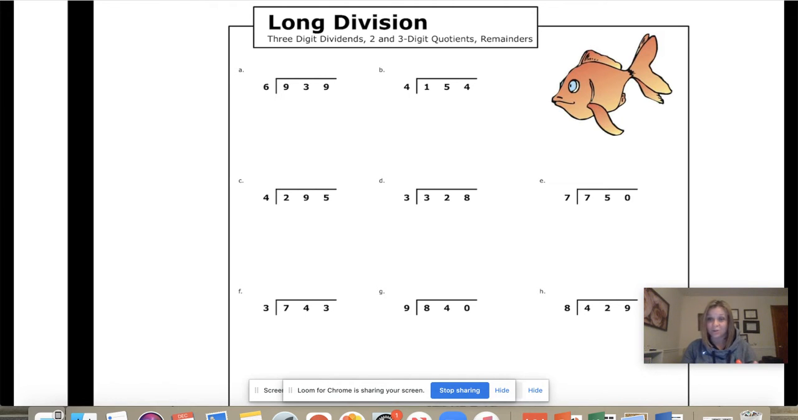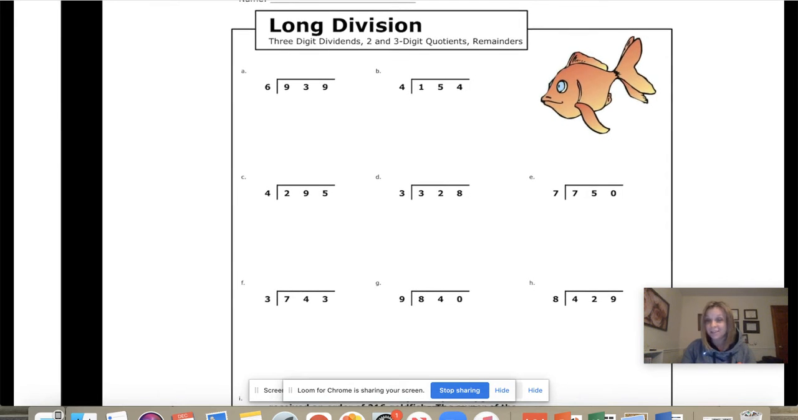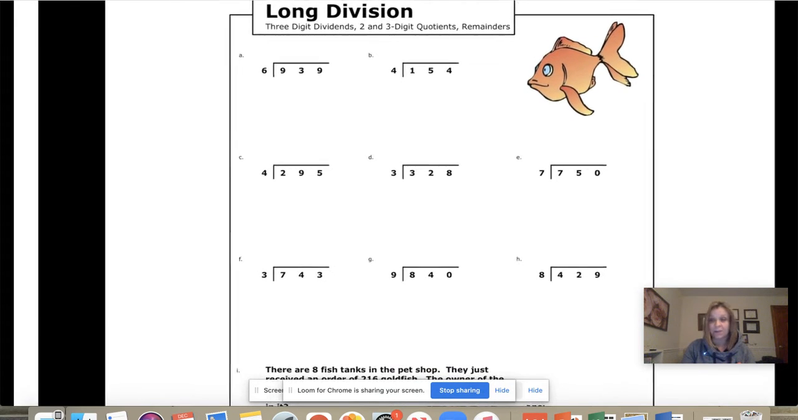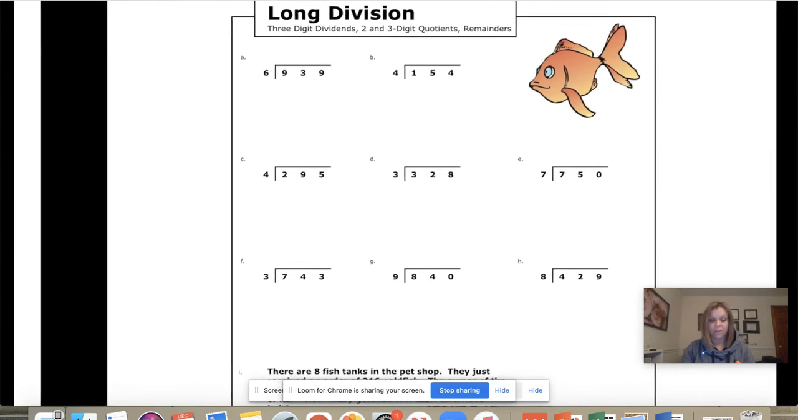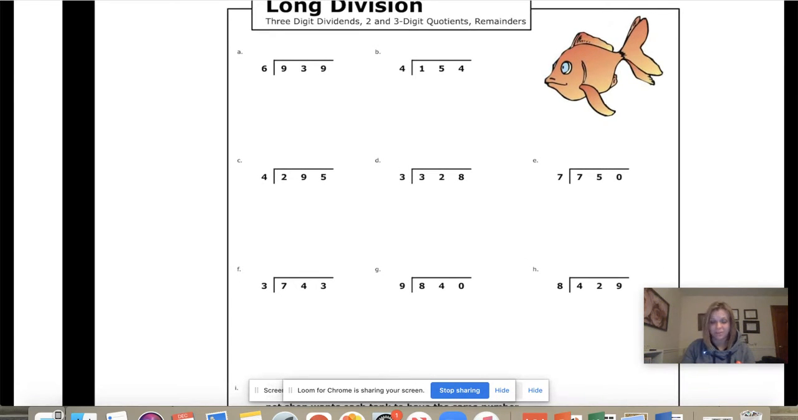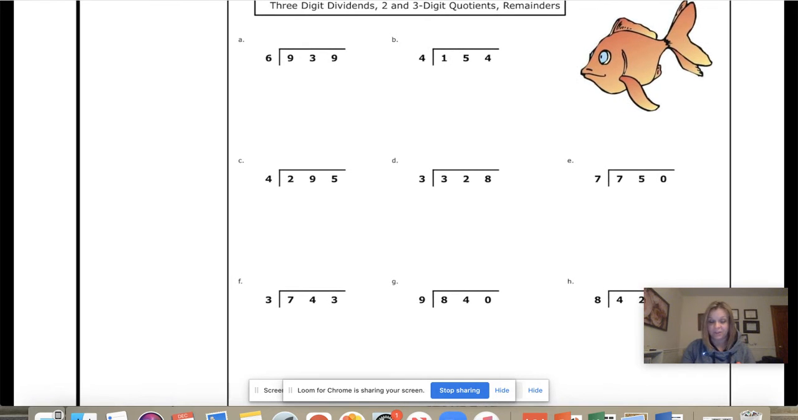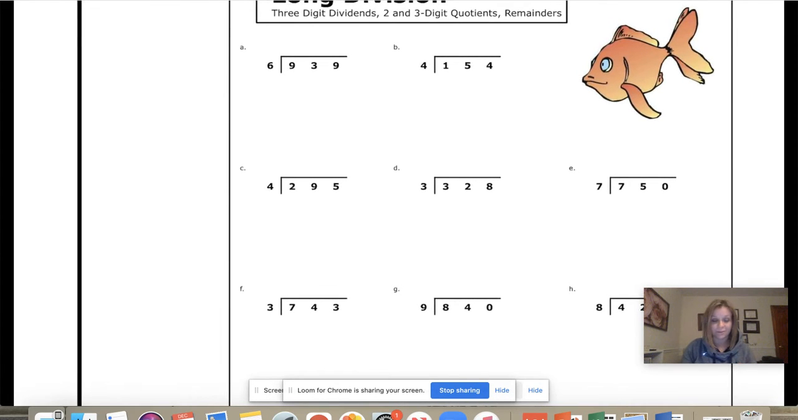What I would like you to do is to go ahead and turn this into the basket when you're done. I'll take a look at them when I get back, and if anybody needs small group, we'll be sure to meet with you in the morning. But for now, just do the best you can. Ask for help if you need it, and don't stress, okay?